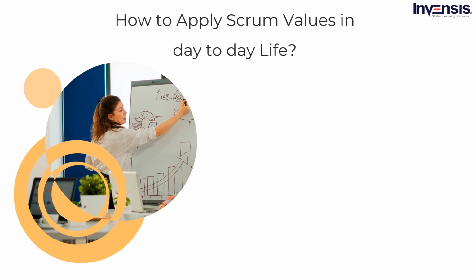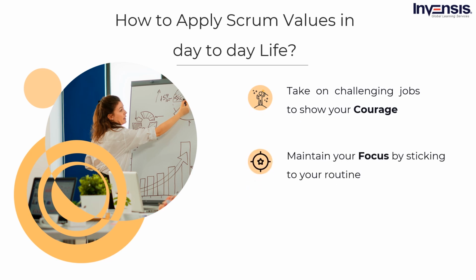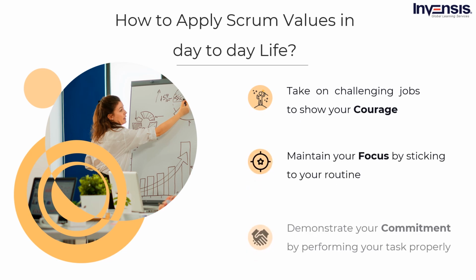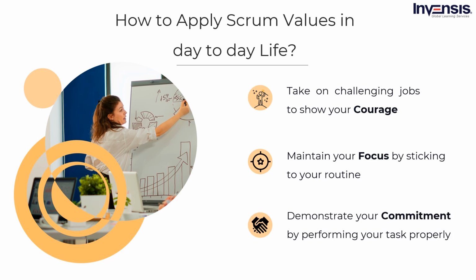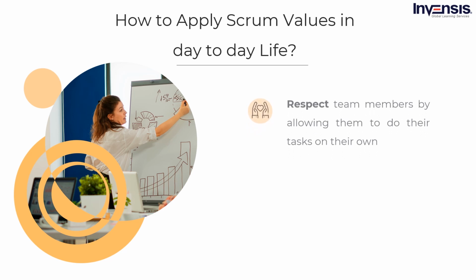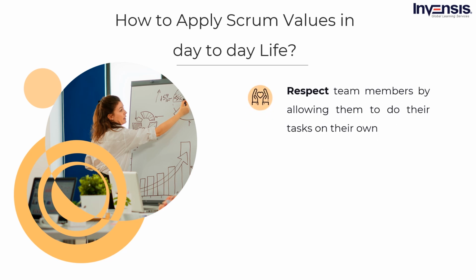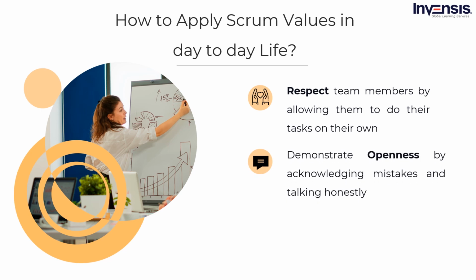Some of the ways you can apply Scrum values in day-to-day life are: take on challenging jobs to show your courage. Next, maintain your focus by sticking to your routine. Then, demonstrate your commitment by performing your task properly and assuming that your team is doing the same. Next, respect your team members by allowing them to do their tasks on their own. Then, demonstrate openness by acknowledging mistakes and talking honestly and politely about areas for development on the team.